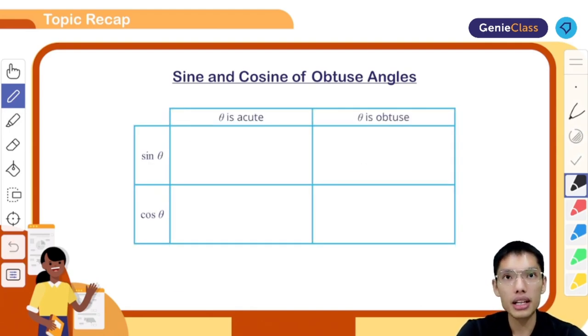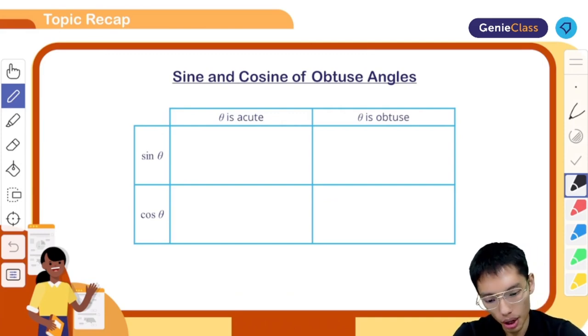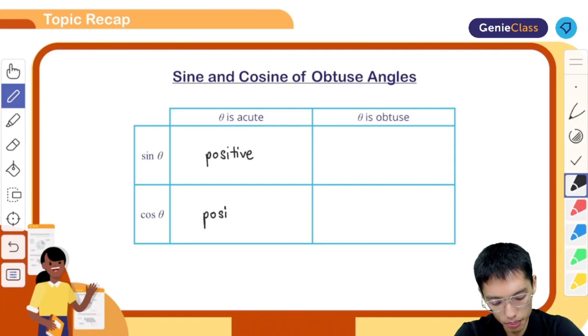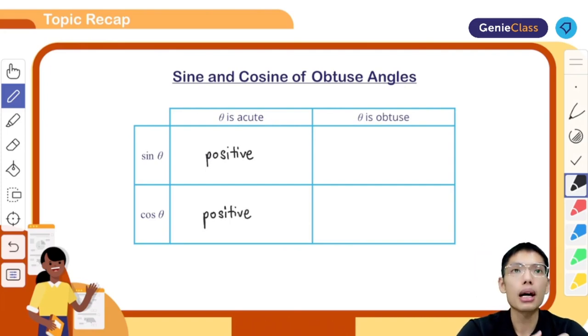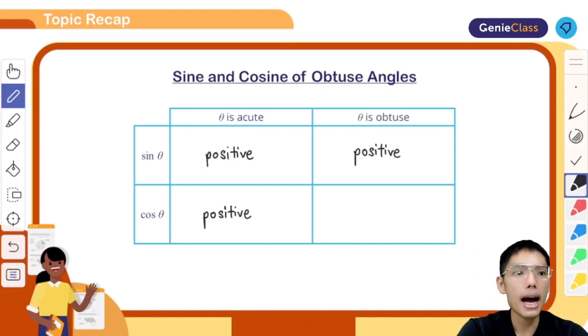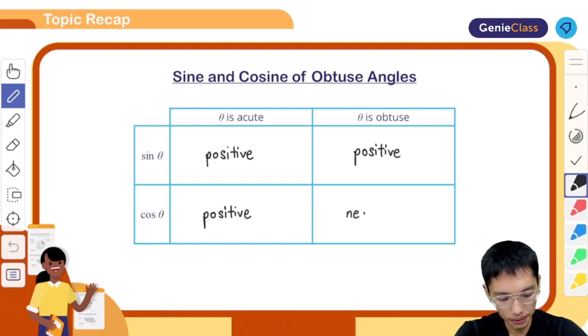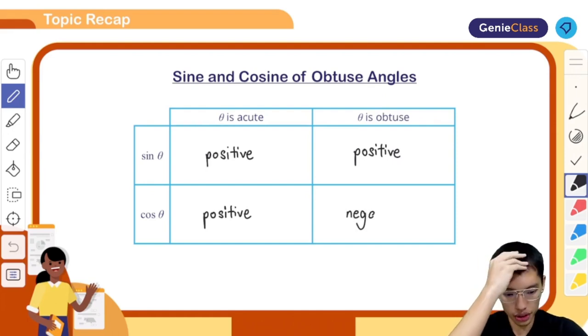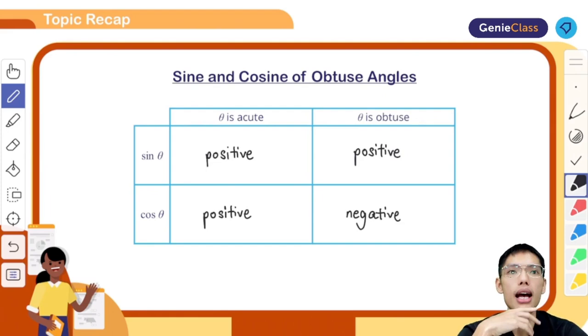If you look at sine theta, if it's acute, it's going to be positive for both, as you can see from what we have. Theta is acute, sine theta, cosine theta, it's going to be positive for both. But if it's obtuse, it's only going to be positive for sine, but negative for cosine. Alright, so just take note from there, positive for sine, negative for cosine.